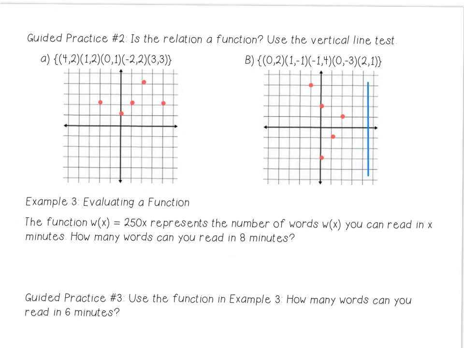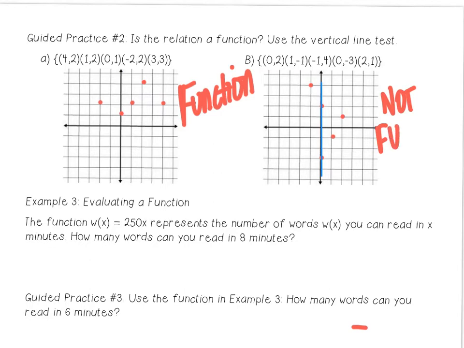Okay, so I'm going to take my vertical line and I'm going to pass it across A. What I see is that at every point there's only one x coordinate, so A is a function. Okay, take the same vertical line and pass it across B. And at this point, there's 2 points that touch the vertical line, so this one is not a function.